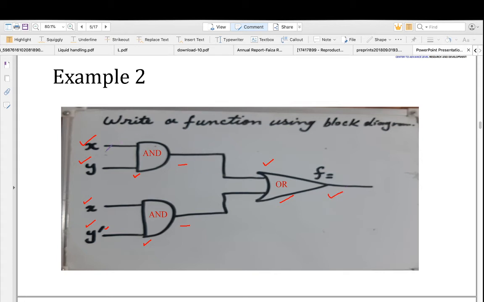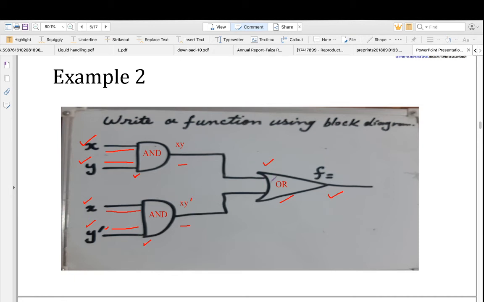So let's say X input and Y input, AND gate, what will be the output? Because AND gate always gives the product, so the output will be XY. Now come here to the second gate. First input is X, second is Y dash, so the output will be X and Y dash. So this is our second output.